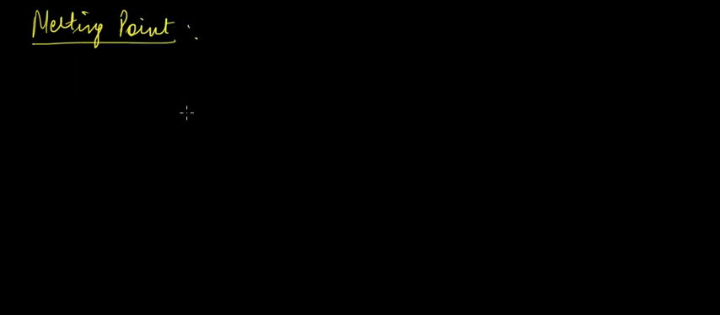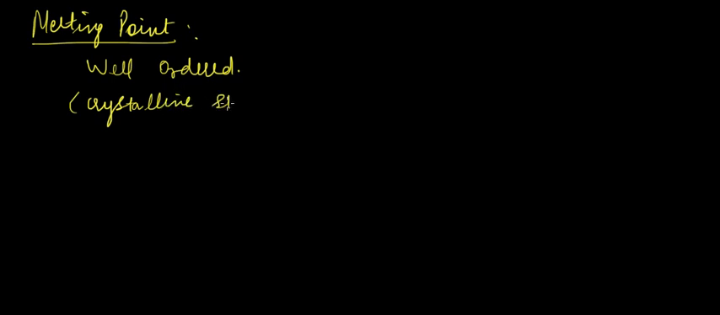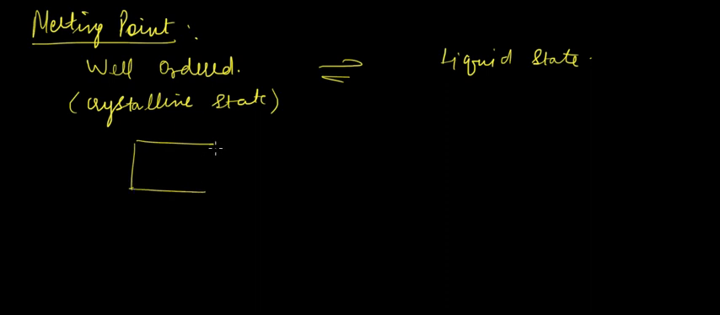We have a compound that is well ordered, or you can say in a crystalline state, and we convert it into a liquid state. The temperature at which this takes place, when we convert a compound in the crystalline state into a liquid state, is called the melting point.